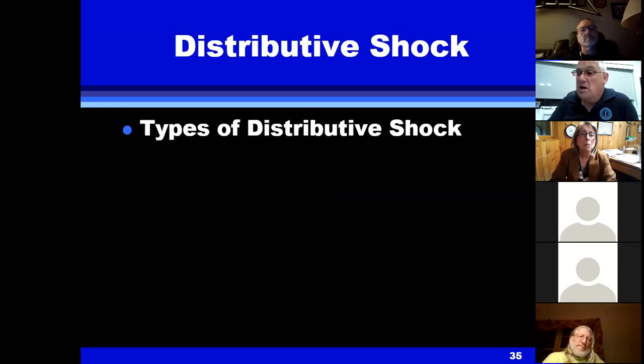Okay. The next type of shock is called distributive shock. Distributive shock is also referred to as the confusing or fooling shock. Distributive shock is not caused by any problem with the pump. It's not caused by any problem with the fluid. It is caused by a problem with the tubes, the blood vessels. And in distributive shock, the blood vessels suddenly vasodilate.